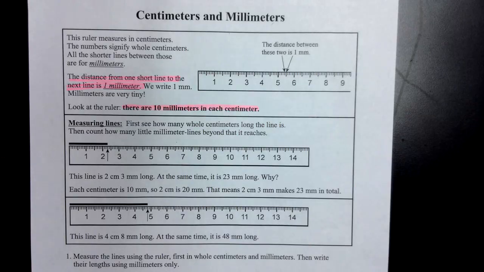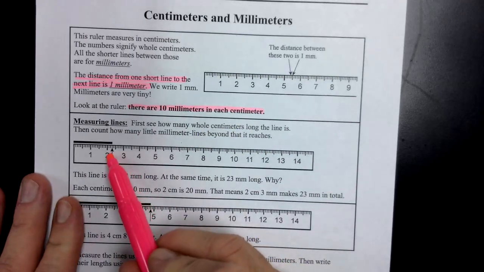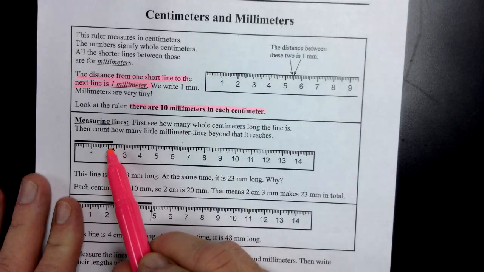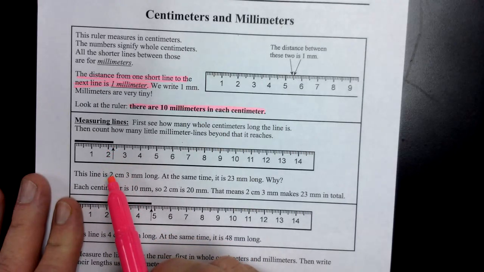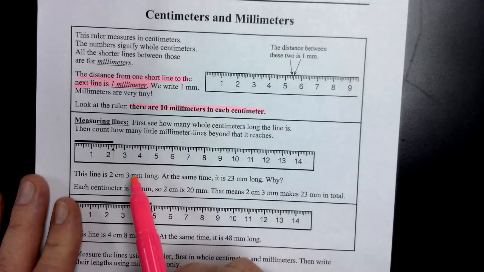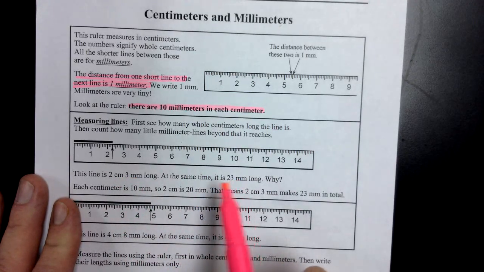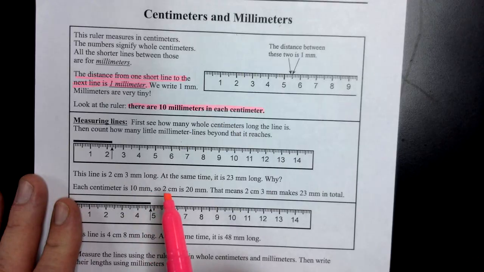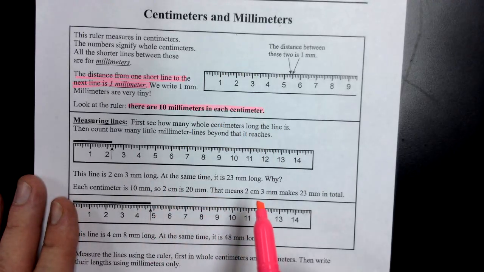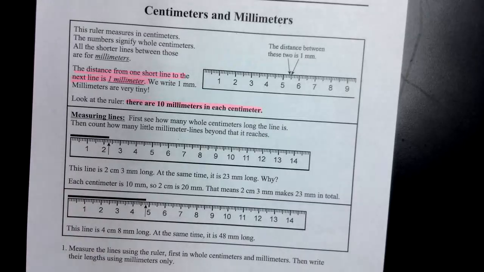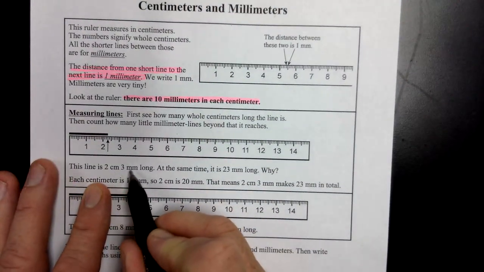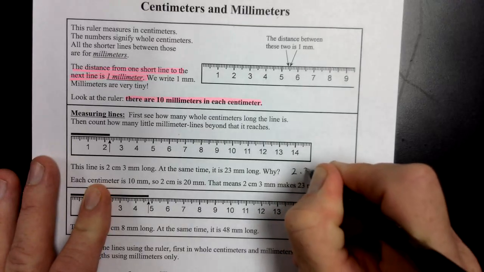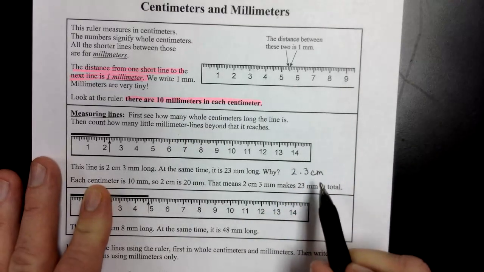In order to measure the lines, it says first see how many centimeters long the line is, then count how many millimeter lines beyond that it reaches. In this example, it's got 2 centimeters, and then it goes past three lines, so it's 2 centimeters and 3 millimeters long, which is the same as 23 millimeters, because for every 10 millimeters we have a centimeter. Since there's two, that's 20, and if we add three, that's 23. Even more importantly, 2 centimeters and 3 millimeters is 2.3 centimeters. I want you to write that off to the side.